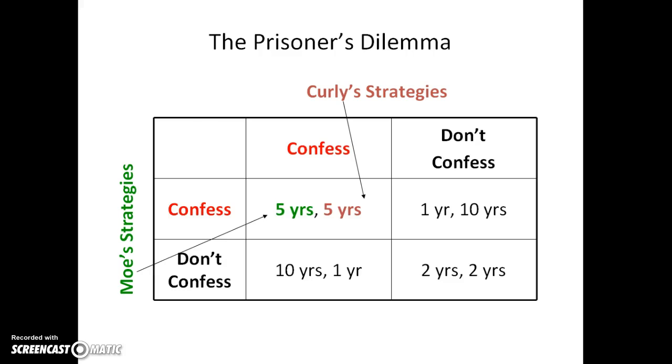So here's how we actually read a game theory grid. We look at each of the boxes, which represents Moe's strategy and its outcome, and Curly's strategy and its outcome. So we have two players.